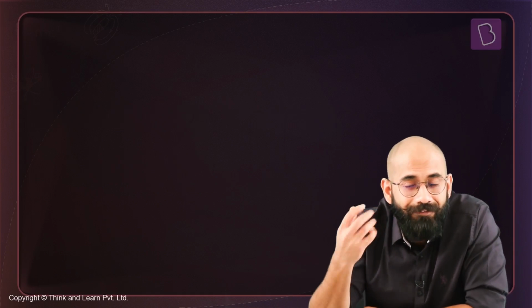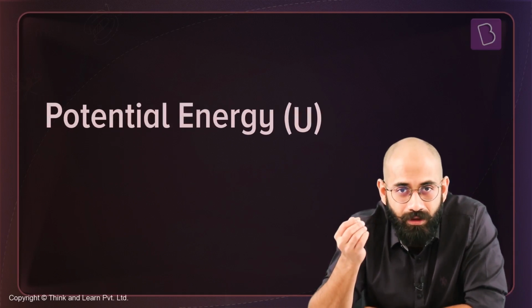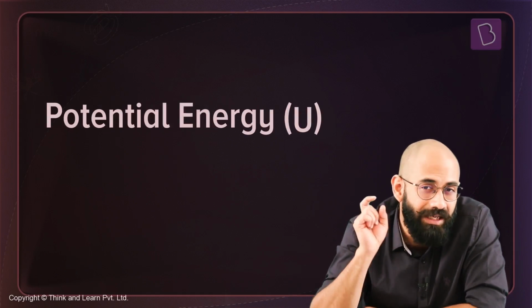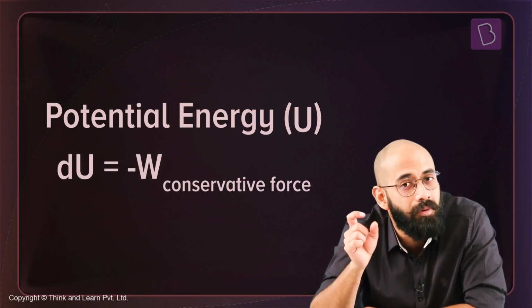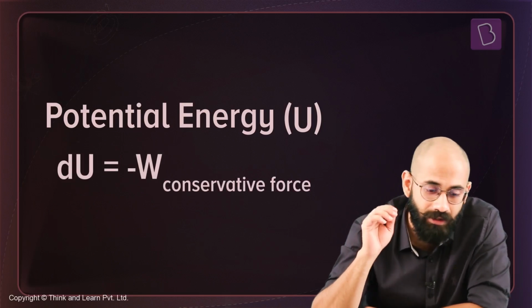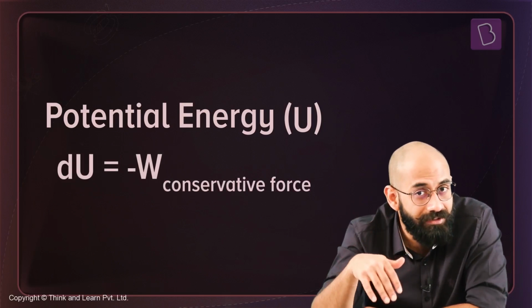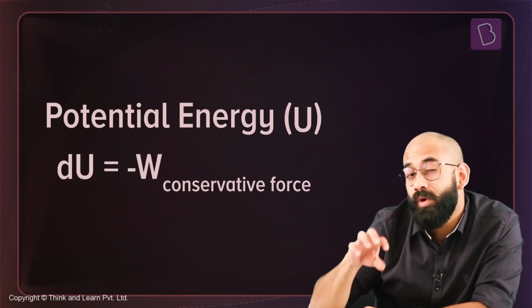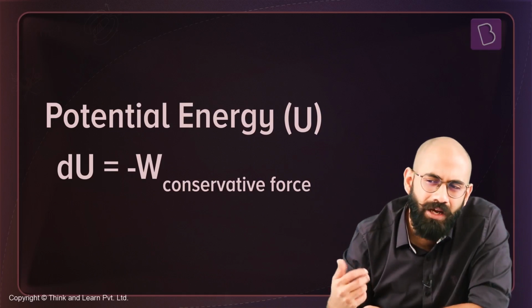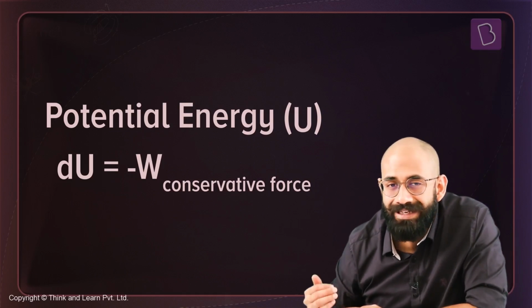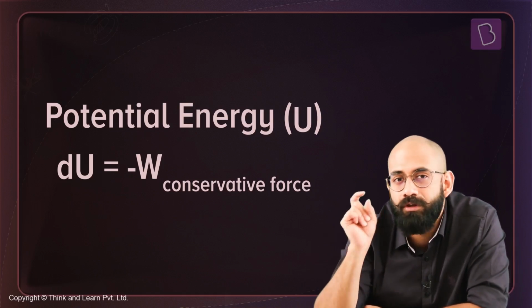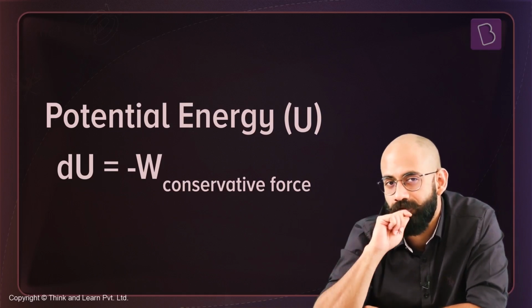So first, coming to the definition of potential energy. The change in potential energy is defined as the negative of the work done by a conservative force. Okay, I repeat. The change in potential energy is defined as the negative of the work done by a conservative force. If I had to write it down, I'd say dU, where U represents potential energy, equals minus W, where W is the work done by the conservative force.